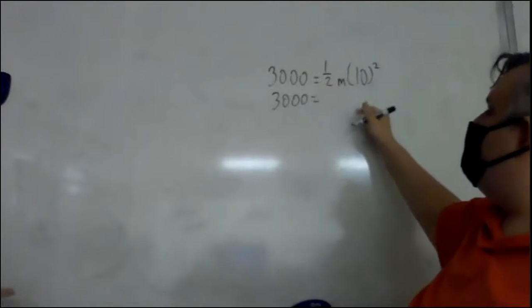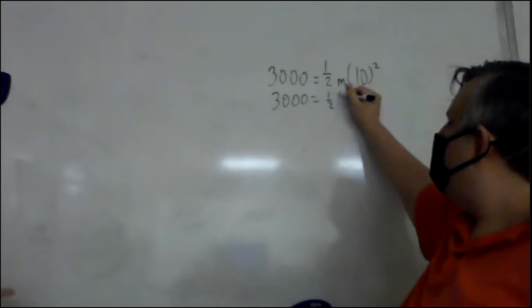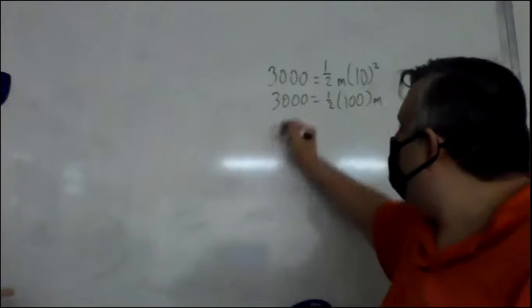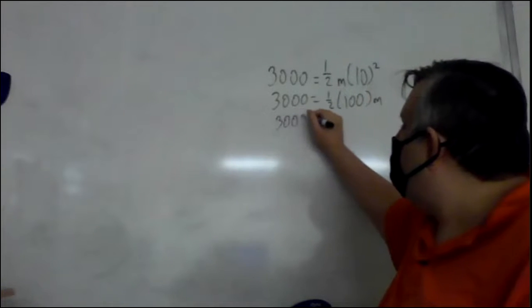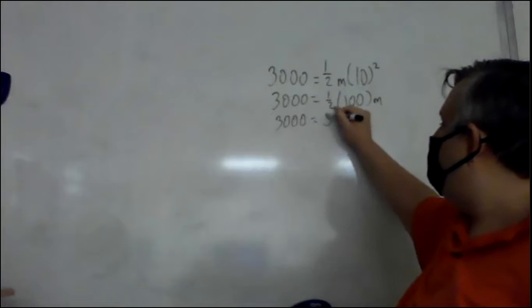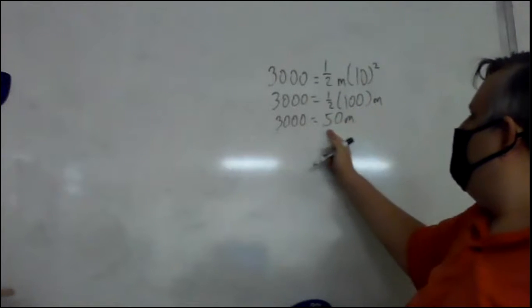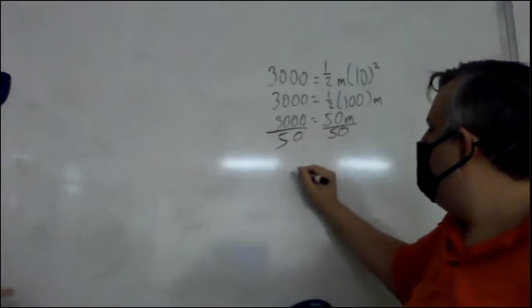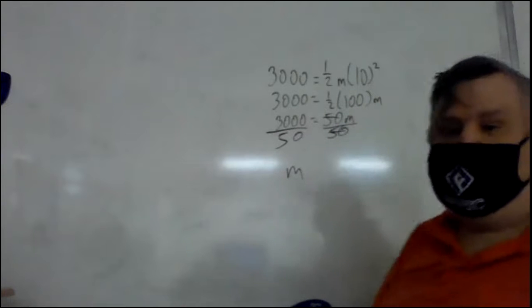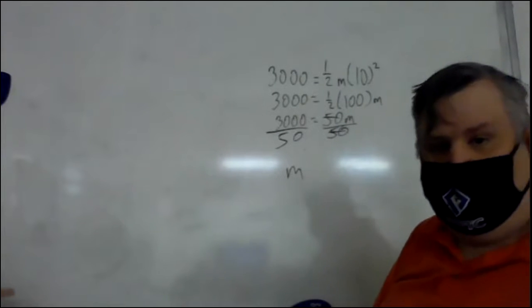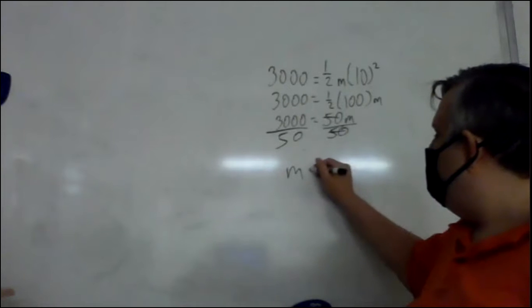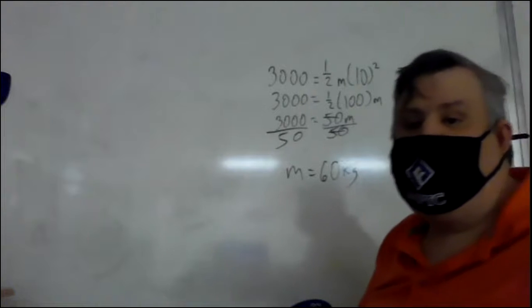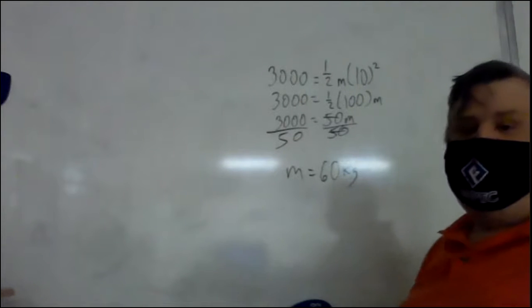First thing I need to do is square this 10. That's going to be 100, and I can move it over. And then get 3,000 is equal to 1/2 of 100, which is 50. Once I get here, I need to get m by itself, so I'm going to divide both sides by 50. The 50s on this side cancel out, and 3,000 divided by 50 comes out to be 60, and this is a mass, so this is 60 kilograms.